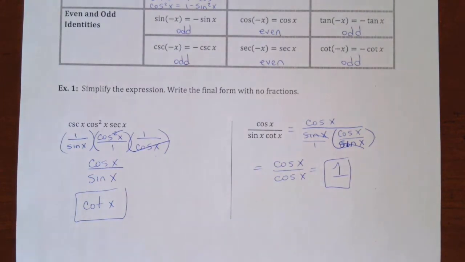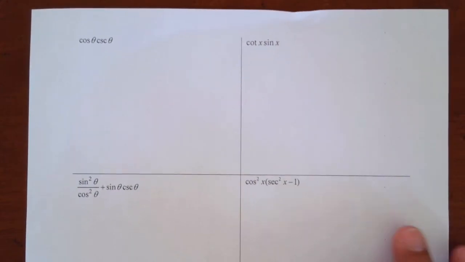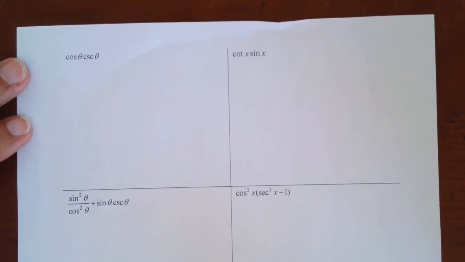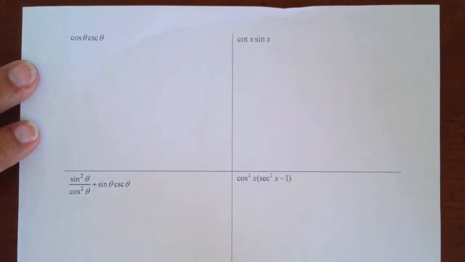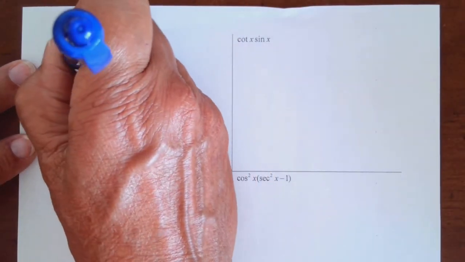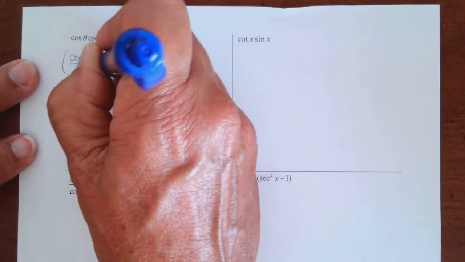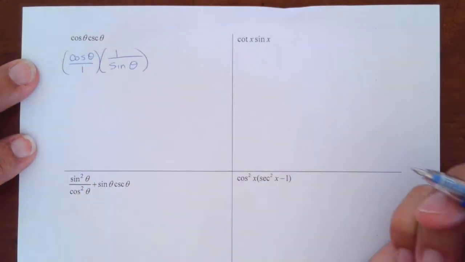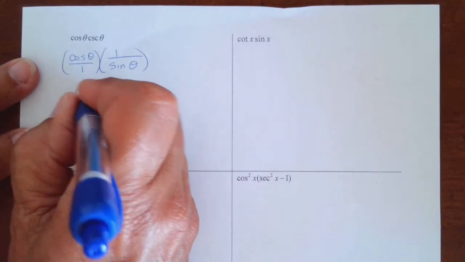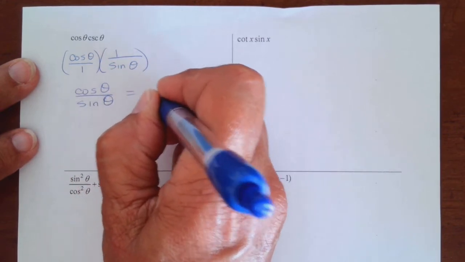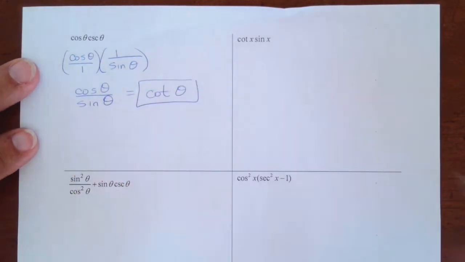Okay? All right. Next page is more simplifying. All of these are a little different, so you just have to work with them. Do your best as you go through. All right, so for cosine theta times cosecant, that would be the cosine over 1 times cosecant, which is 1 over the sine. Nothing cancels, so you can combine that to the cosine of theta over the sine of theta. That can reduce down to the one term of cotangent.